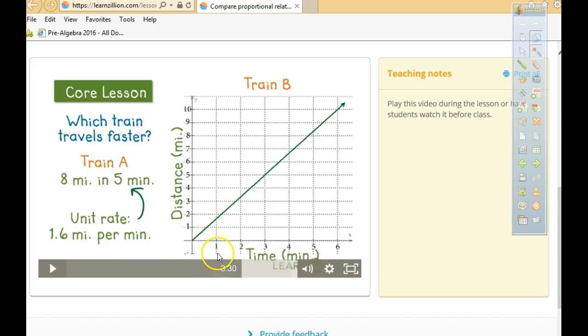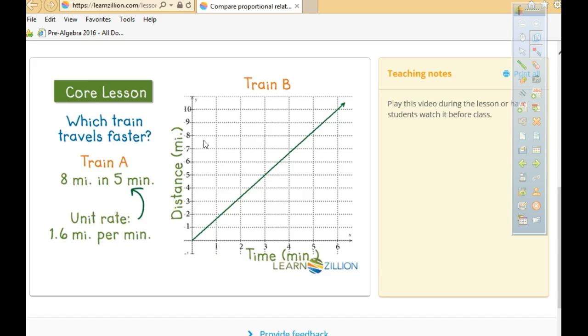And now go to your graph, and since we can't tell exactly at 1, what is the first number that we can tell at? How many minutes? At 3? And at 3 it looks like it is 5, right? Decimals are going to be easier to compare. So compare those two. For train B, the easiest way is going to be to pick an ordered pair.